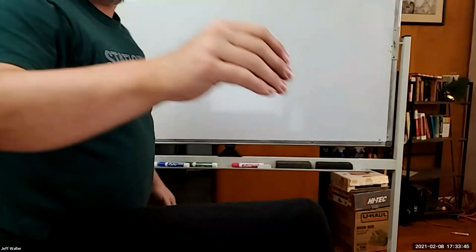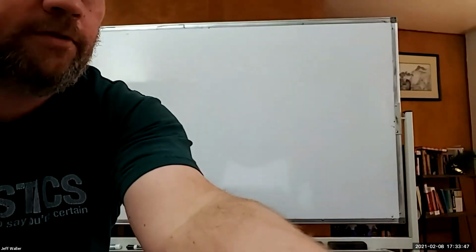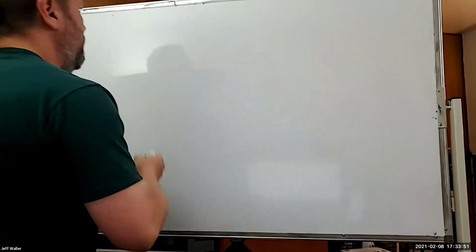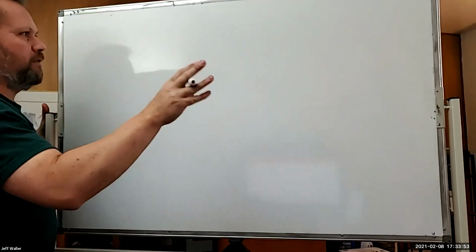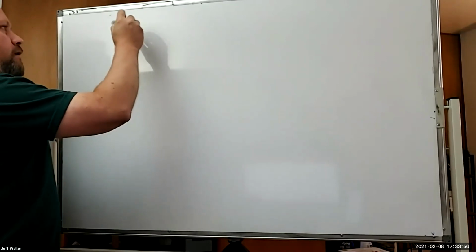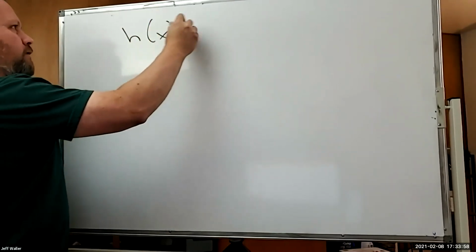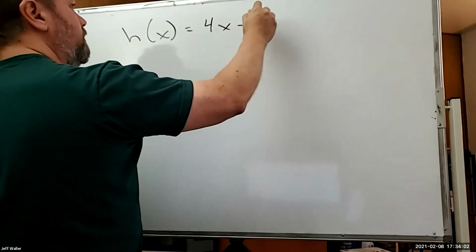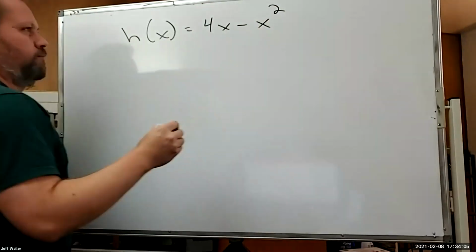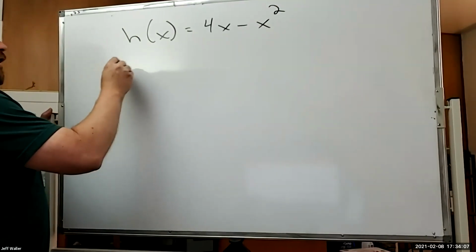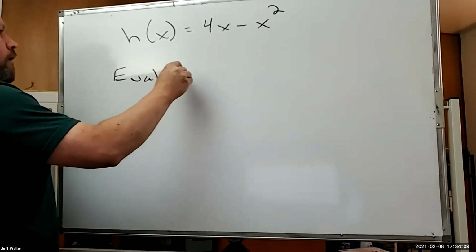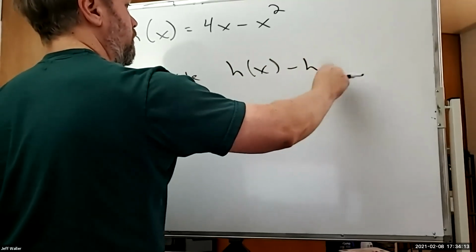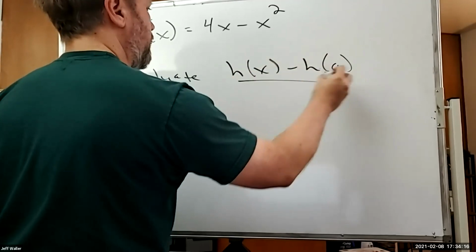Okay. Let me see. So real quick. This is actually a really, I don't want to get too deep into what the meaning behind this is. So let's create, okay, let's say h of x is 4x minus x squared. And then it asks me to evaluate h of x minus h of a over x minus a.